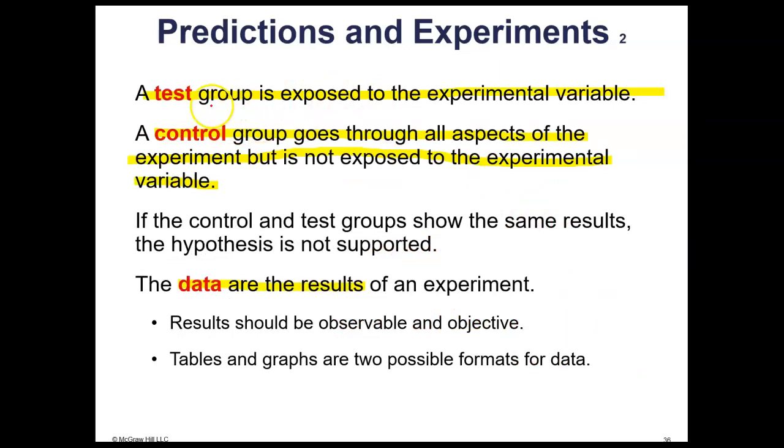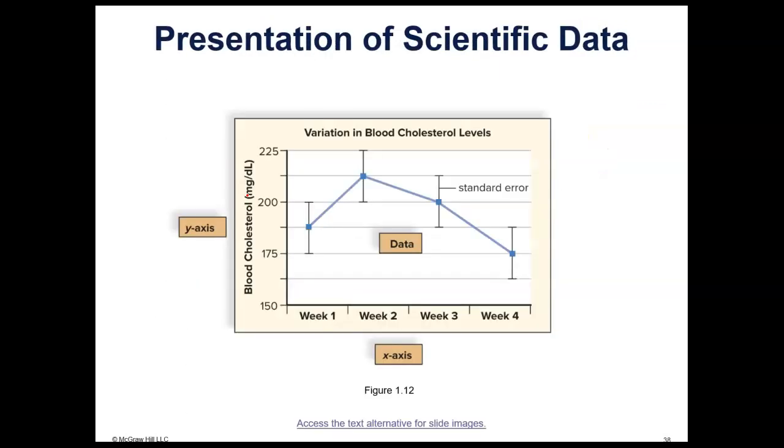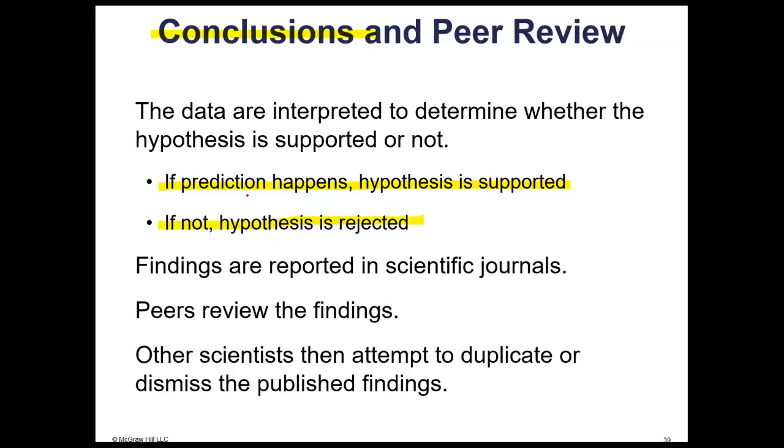Okay, so a test group is the group exposed to the experimental variable. We often call it the experimental group. And then the control group goes through all aspects of the experiment but is not exposed to the experimental variable. So the test group in our experiment would be the group that has penicillium on it. The control group would be the petri dish that does not contain penicillium. If a prediction happens, then our conclusion is that the hypothesis is supported. If the prediction doesn't happen, the hypothesis is rejected.